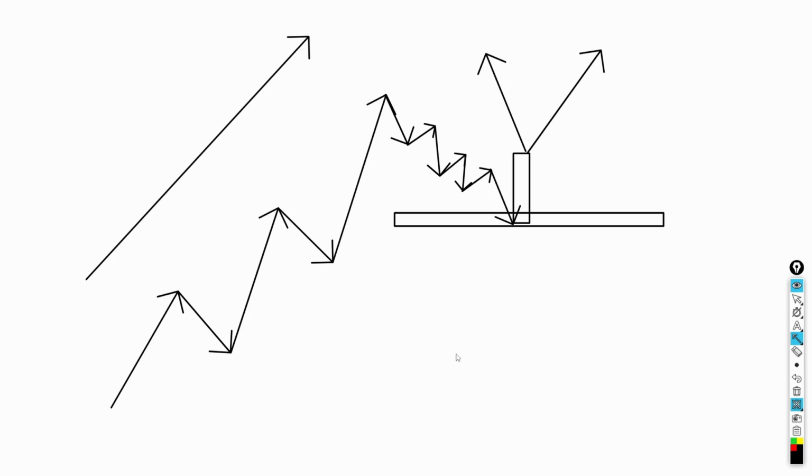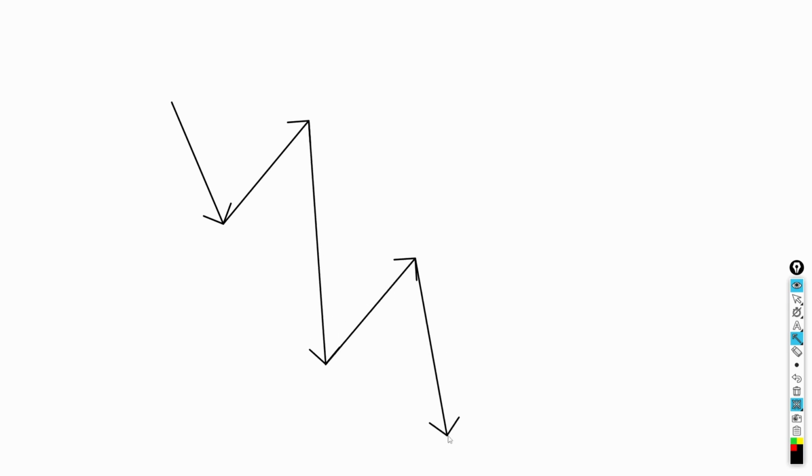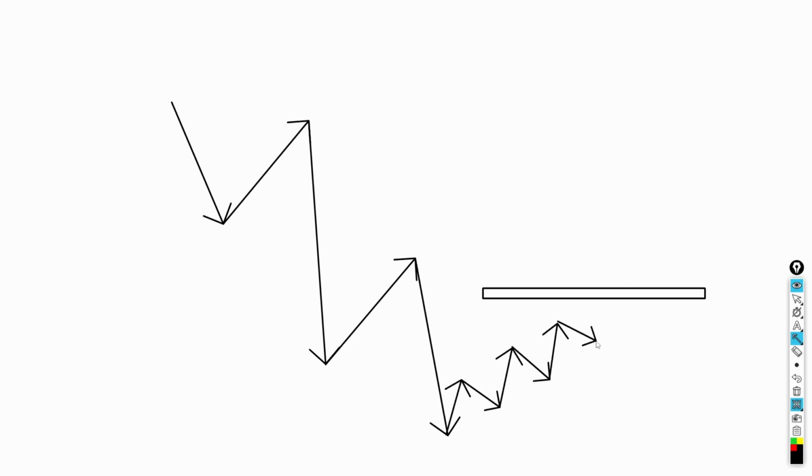Similarly, you will do the same when the trend is a downtrend. In this case, you will look for a selling zone. Then you will wait for the price to go weaker and reach this level. Once it reaches this level, you will look for a strong bearish reversal pattern.